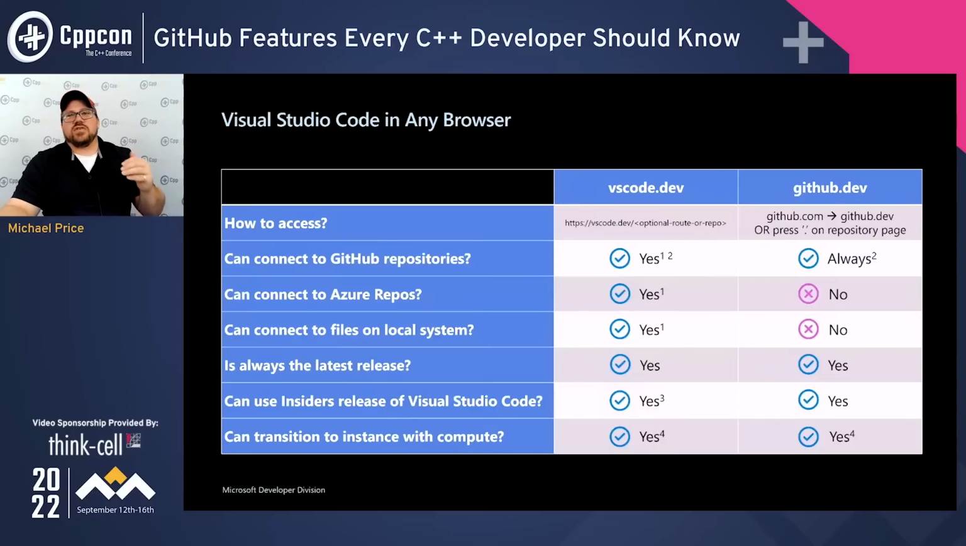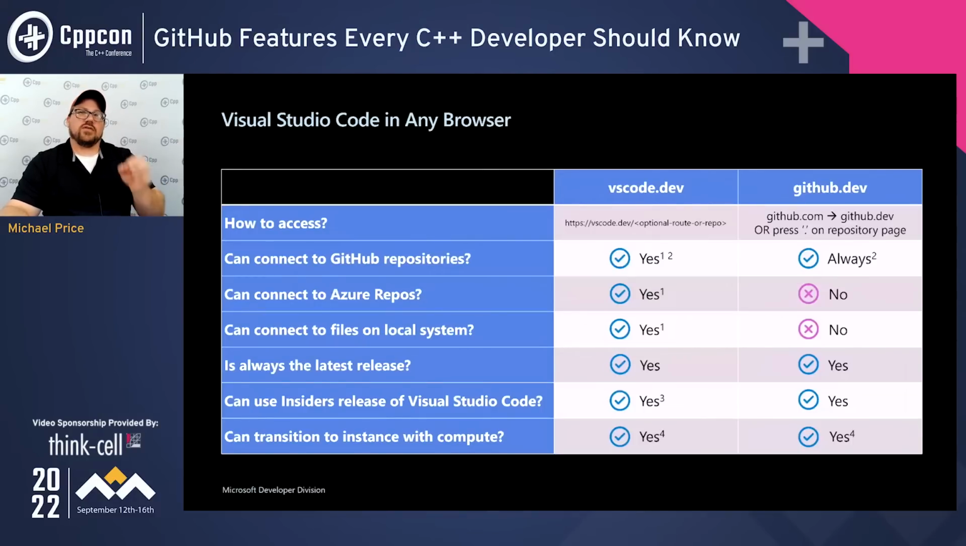Well, the big difference is that VSCode.dev is more general purpose, right? So you can actually connect to GitHub repos, but you can also connect to Azure repos. You can actually connect to files that are on your local file system directly from vscode.dev. And there's lots of potential for other routes that you could load up in vscode.dev.